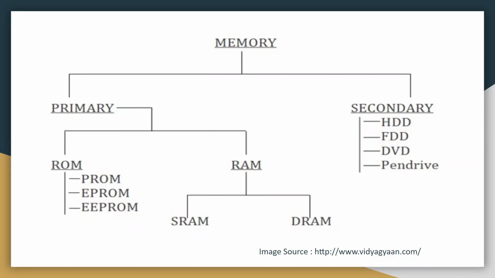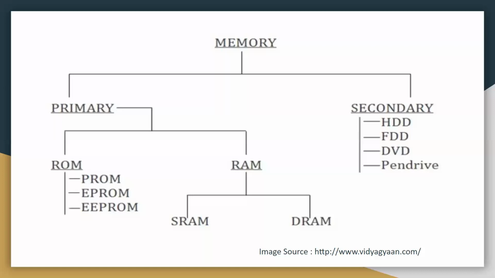Next we have secondary memory. Secondary memory is also called external memory or at times backup memory, because these are external memories which are added to a system just to enhance the overall working of your systems and to increase the performance.